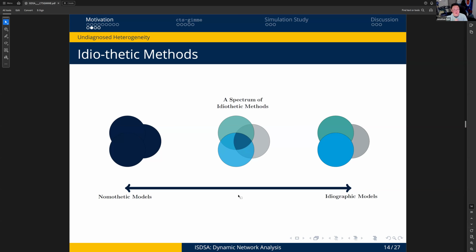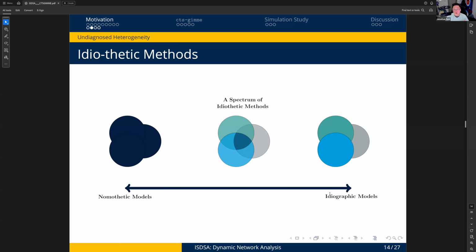On the purely nomothetic side, we have this idea that everyone is interchangeable. We can fit, let's say, one fixed effects model to every single person, and we can just pool all of the information in our sample. If we're willing to say that everyone's the same, we can just pool all of the information. And then on the other hand, we have purely idiographic models. In that case, we're saying everyone is totally unique. They share no information, or at least no useful information, and they should have their own person-specific model.